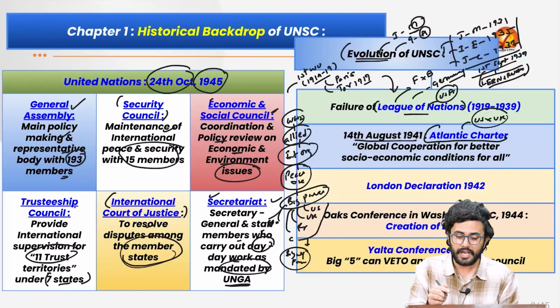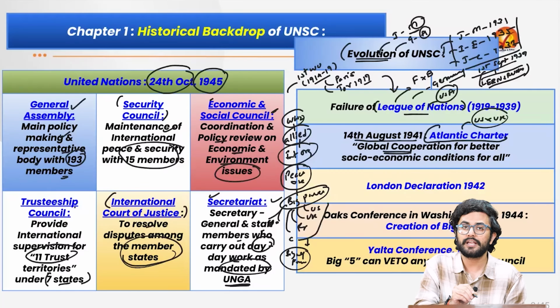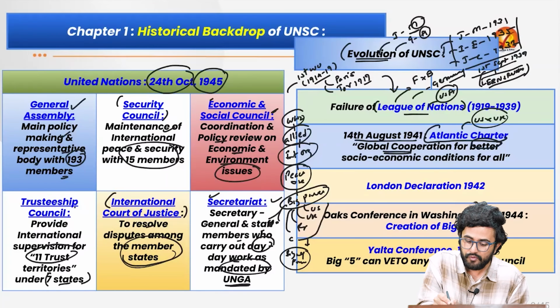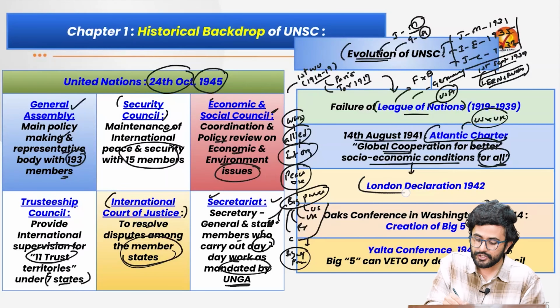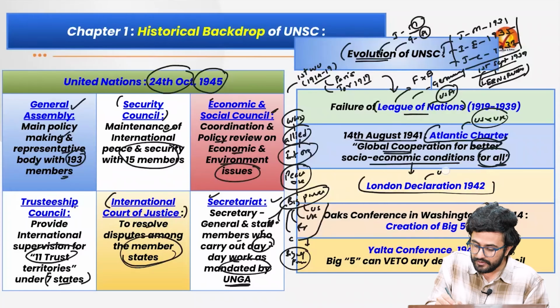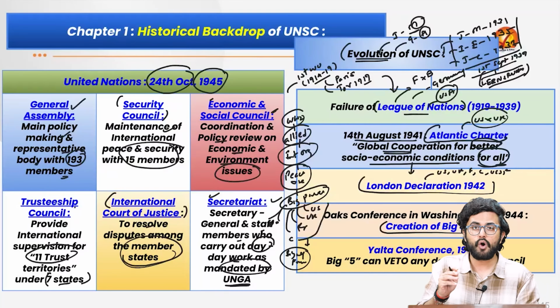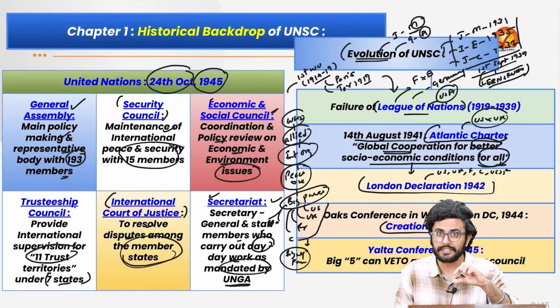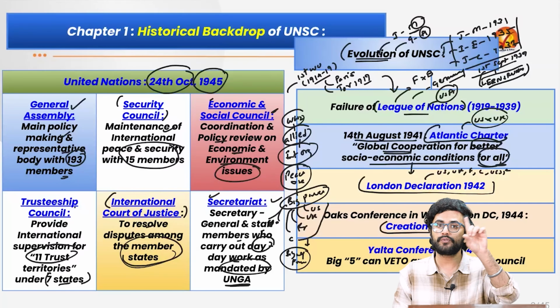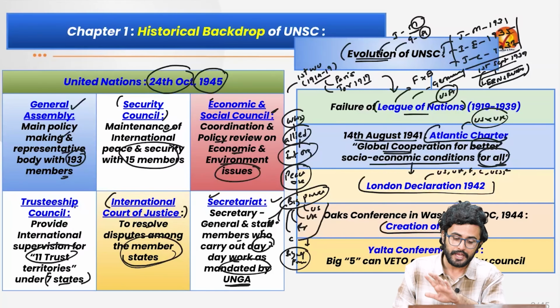At the same time, the idea was to create an international organization for global cooperation for better socio-economic conditions for all countries. That further translated into the London Declaration of 1942, where countries like the US, UK, France, China, USSR, called the Big Five, called for the creation of such an international organization to ensure global peace and free market. So basically the idea of laissez-faire as propounded by Adam Smith in The Wealth of Nations.